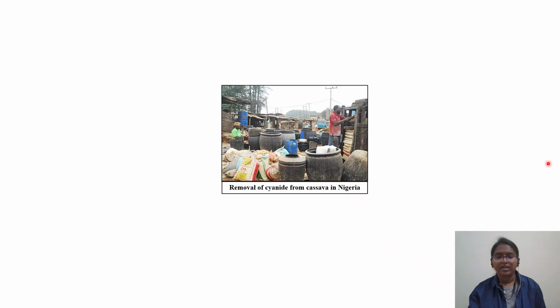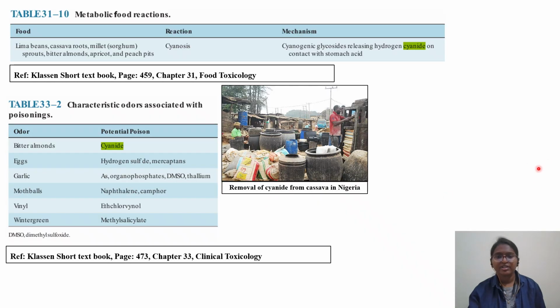As I told you, particularly in the case of African countries, you come across this cassava, and if it is not treated properly, how it is causing poisoning. First, metabolic food reactions we will see, that is in Table 31.10, page number 459, chapter number 31. It comes under food toxicology. There are various food sources like lima beans, cassava root, millet that is sorghum, bitter almonds. That is the reason whenever there is cyanide poisoning, you will have a bitter almond smell or taste, you will have an odor.